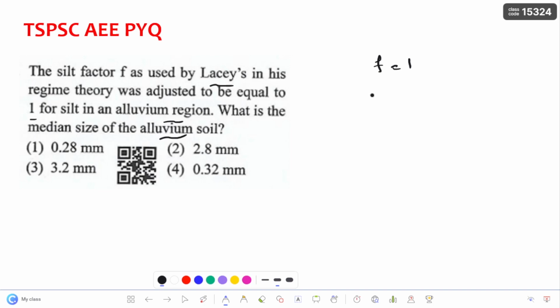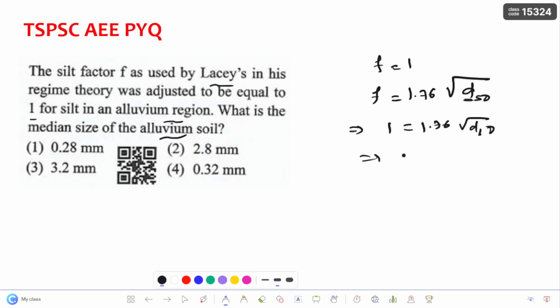We all know that for Lacey's regime theory, F is 1.76 root over d50. This d50 is the particle size, and here F is given as 1. So 1 is equal to 1.76 root over d50. You can square on both sides. Then d50 is equal to 1 by 1.76 whole square. We will get this as approximately 0.32, where d50 is in mm only. This is the empirical equation.